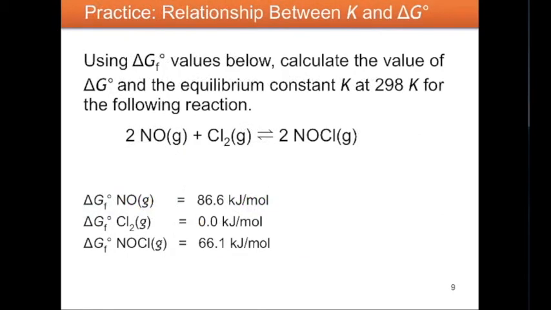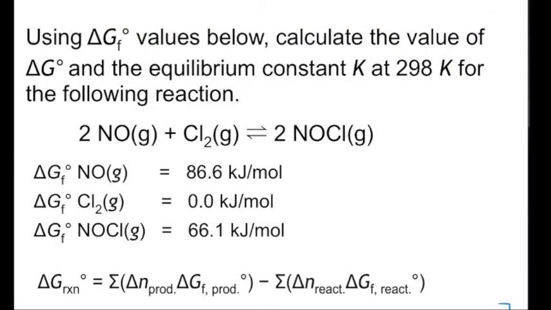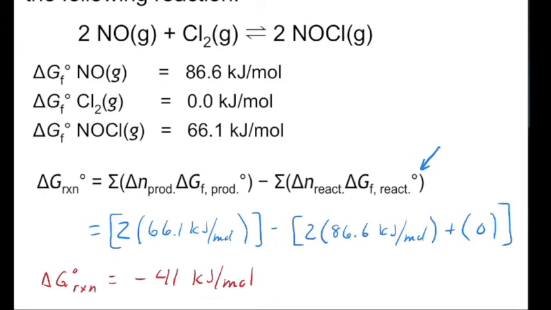So let's just go through a quick calculation and determine the equilibrium constant and delta G of formation for this particular reaction. So the first step is going to be to determine the delta G at standard state conditions. And we know how to do that. We use this equation right here. And we're given the delta G of formation for each of the reactants and products, so we can easily figure out what the delta G of reaction is at standard state conditions. So if we fill in the numbers, we end up getting a delta G of reaction at standard state conditions of minus 41 kilojoules per mole.